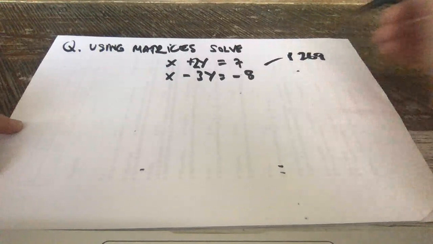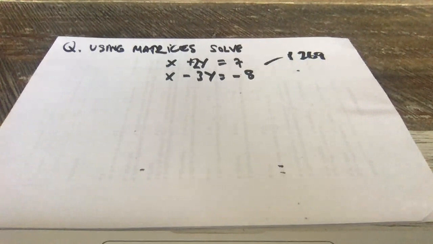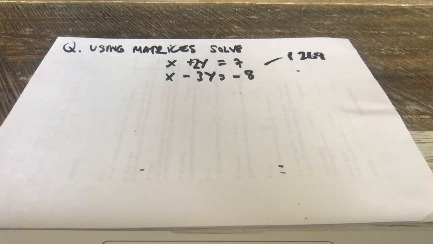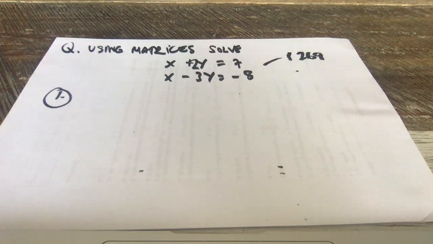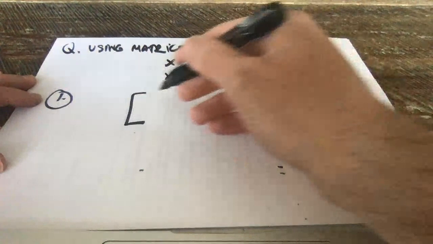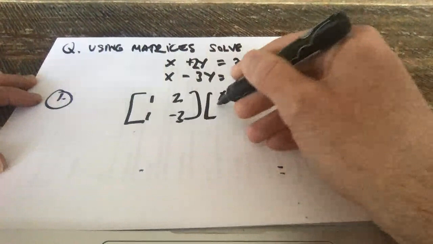And I'm just going to go through this again, and I'm going to show you how you use matrices to solve simultaneous equations. Okay? So x plus 2y is equal to 7, x minus 3y is equal to minus 8. So the first thing you do, guys, is you write this in matrix form. Remember now, if you've got simultaneous equations, you're going to have a square matrix on the left-hand side multiplied by the column of unknowns equal to the column of the right-hand side. So let's do this. So you get 1, 2, 1 minus 3, x y is equal to 7 minus 8.